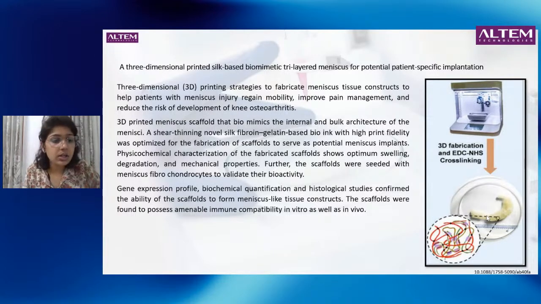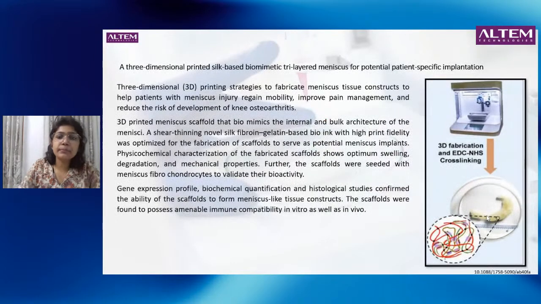So here you have a good amount of compatibility both in the in vitro as well as the in vivo realm. There is gene expression profiling that they do, biochemical quantification, histological studies that have to be carried out, and eventually there comes a point where they have approved of using the specific material for meniscus development. And from there you are also a long way into directly getting a patient handheld meniscus as such.